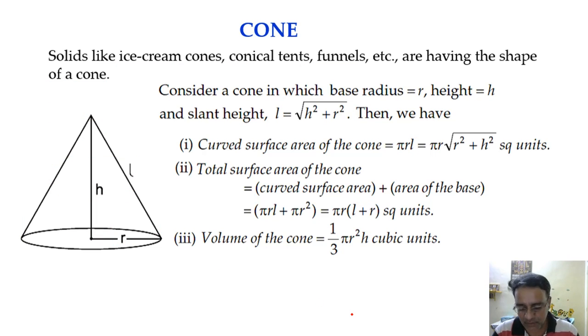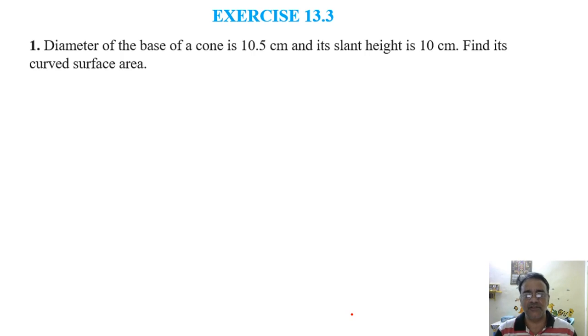Okay, so now we are going to start the exercise with first question 13.3. The diameter of the base of the cone is given, 10.5 centimeter, and slant height is also given. We need to find curved surface area, that is CSA. So formula मैंने अभी बताया था. What is the formula of CSA? Pi r l. Okay, so we need to find r first because l is given, 10 centimeter.